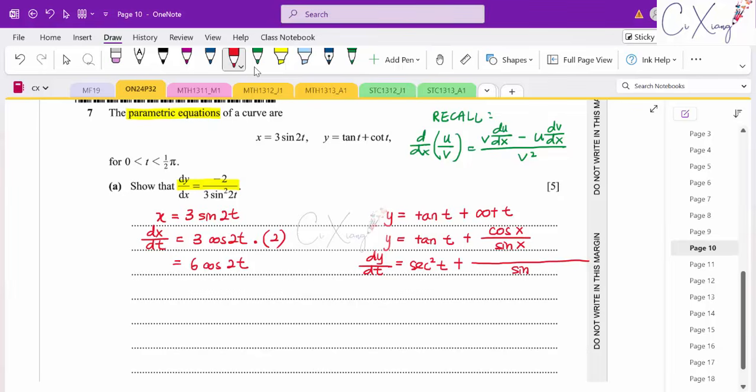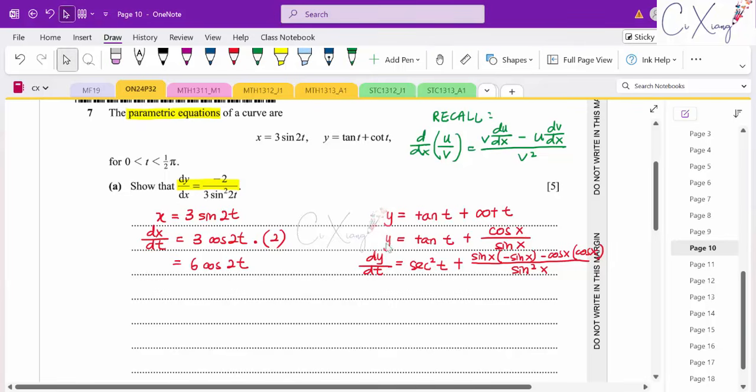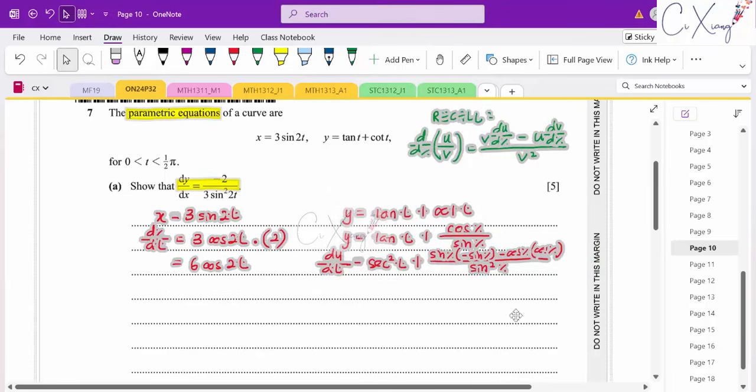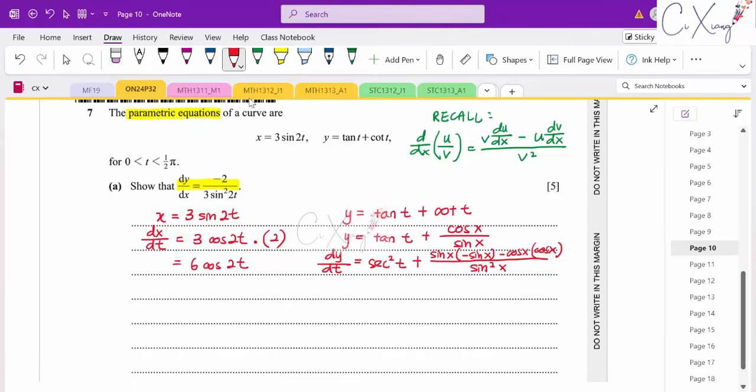So square the bottom, so I'm having sine square x, copy the bottom, differentiate the top, differentiate cos x, you have negative sine x. Then minus, I copy the top, differentiate the bottom. The original bottom is sine x, so differentiate sine, you get the cos. So you're having a cos x here. Okay? Alright, so to make you see it clearer, I move it first here. Then after that, let us simplify it. Secant square is 1 over cos square. So 1 over cos square.